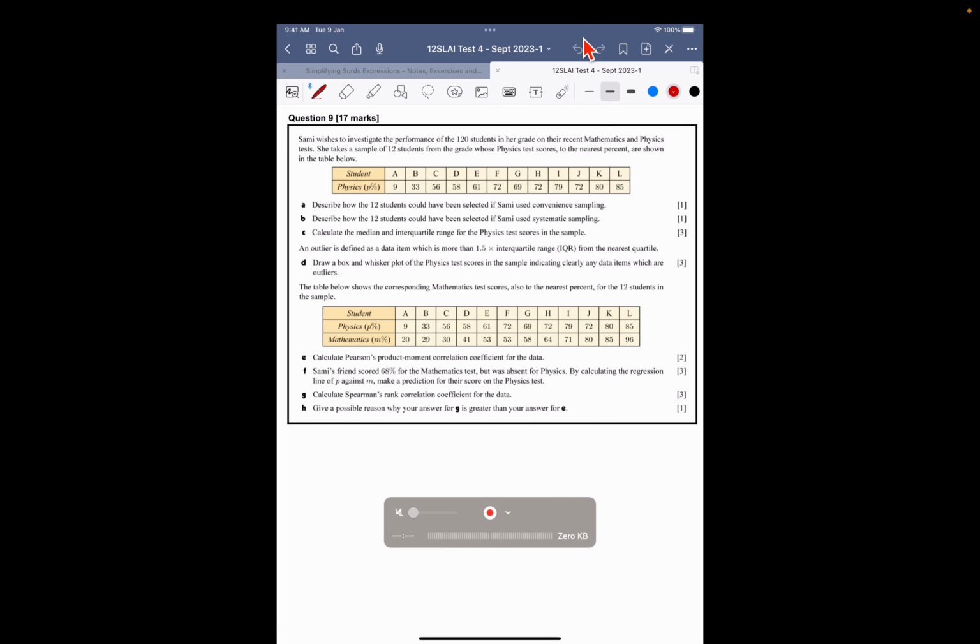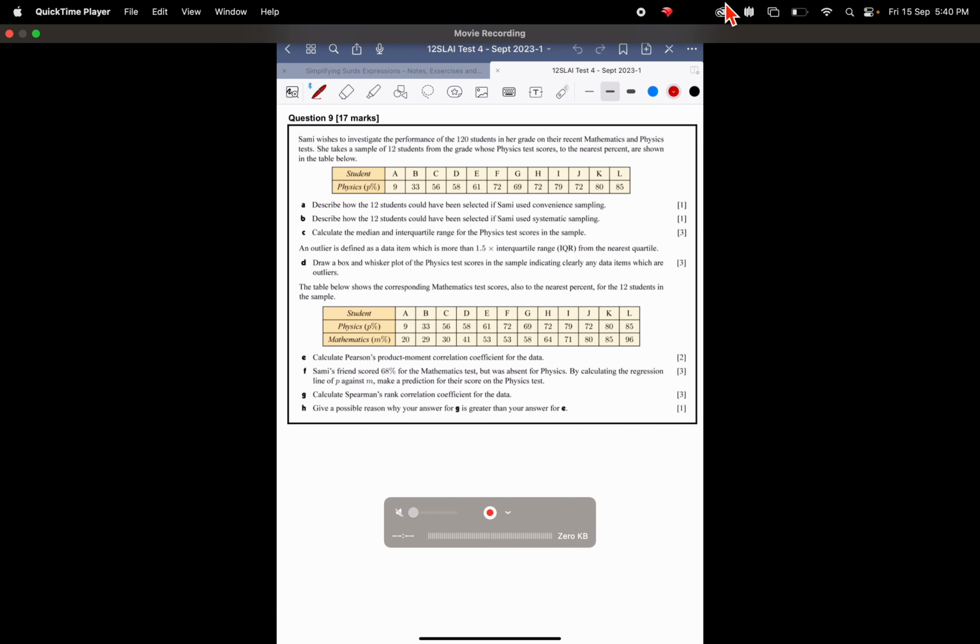Alright, so here we go with a nice long question to finish with. Let's have a little look, see what's happening here. Sammy wished to investigate the performance of 120 students on their recent maths and physics. There's a sample of 12 students, right? And from that sample of 12, we want to make some kind of inference about how the whole population did, right? So a sample of 12.